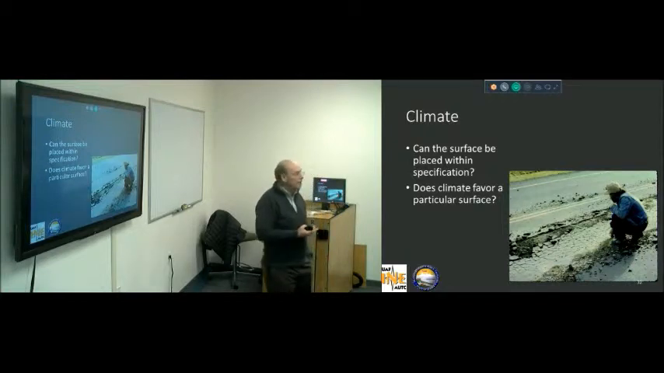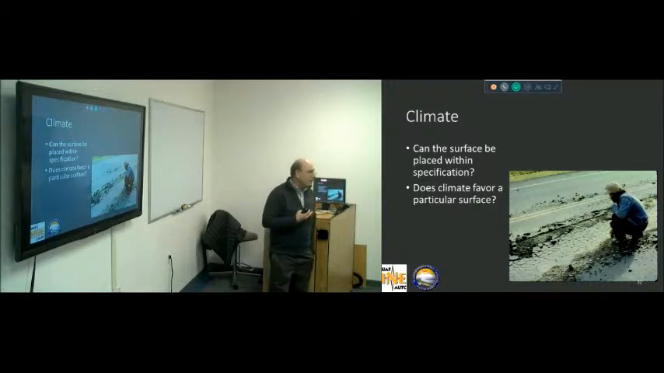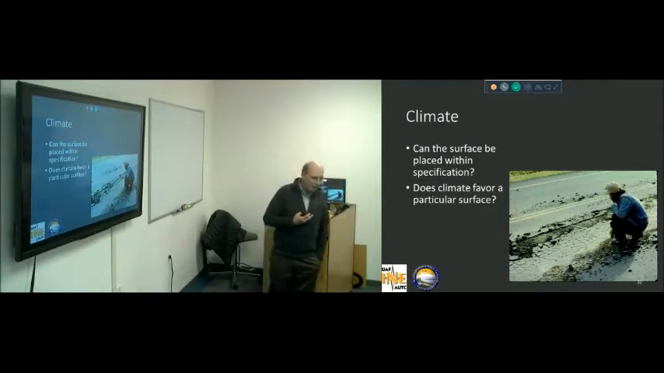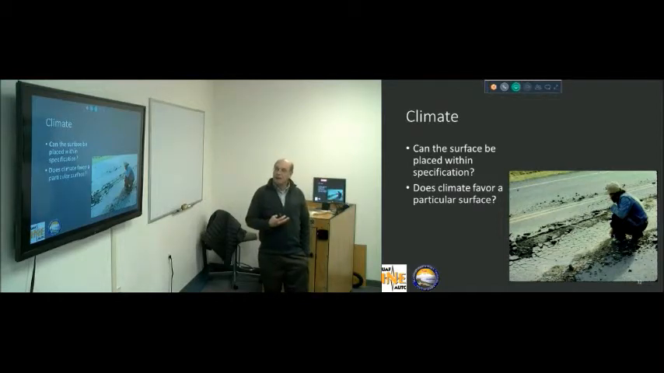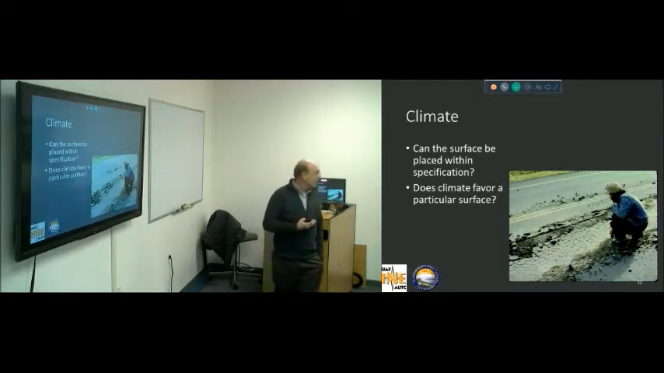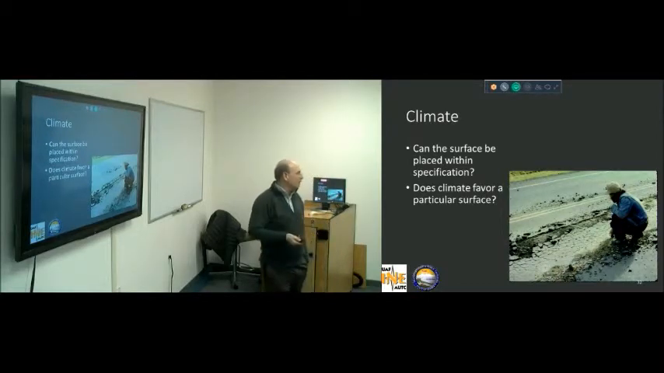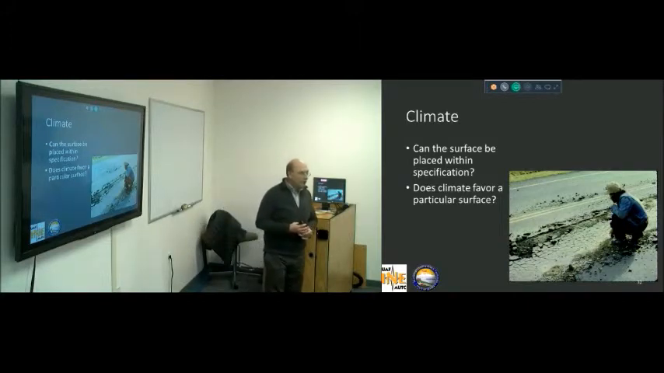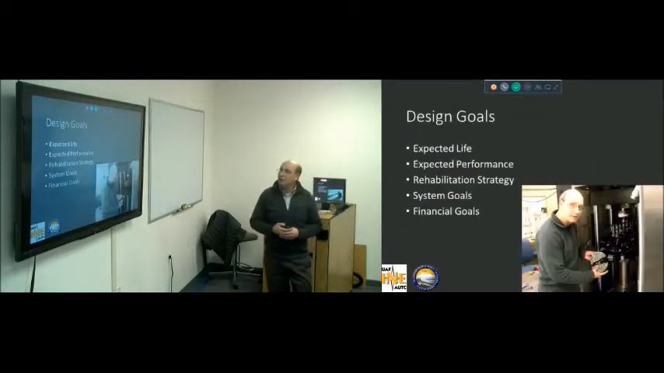And does the climate favor one surface over the other? Up on the slope, we're tending to use Arctic grade asphalts more than we do here in the interior. In Anchorage, they're tending to use modified asphalt as much for traffic as anything else. But you want to make sure that you pick the right material for the climate that you're in. Alaska has a really large climate base. What works in one area will not necessarily work in the other. So we need to be paying attention to that.